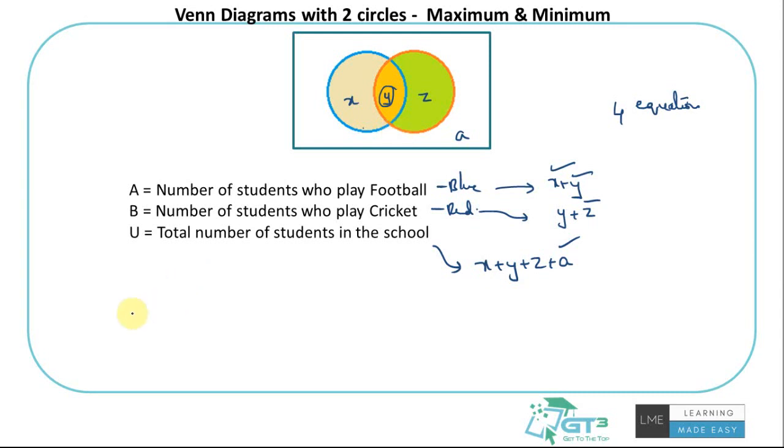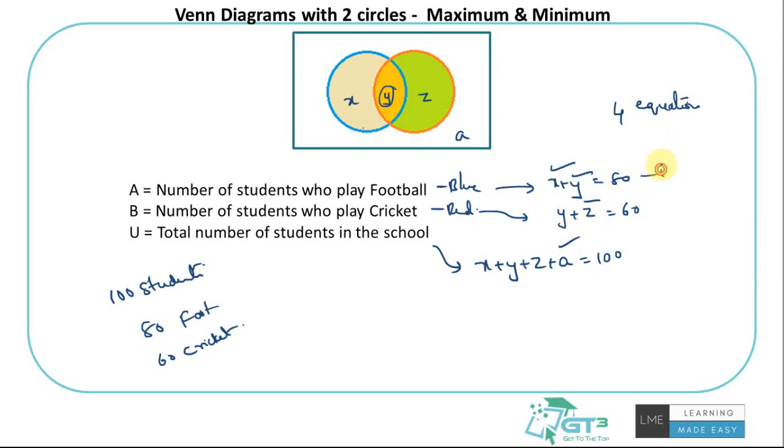Let's talk about an example like this. The same example, there are 100 students in a school, out of which 80 are playing football and 60 are playing cricket. How many students are playing both the games? If I ask you this question, what would you do? 80 people are playing football, that means X plus Y is 80, and Y plus Z is people who are playing cricket, and X plus Y plus Z plus A is 100. So these are the only clues I have.